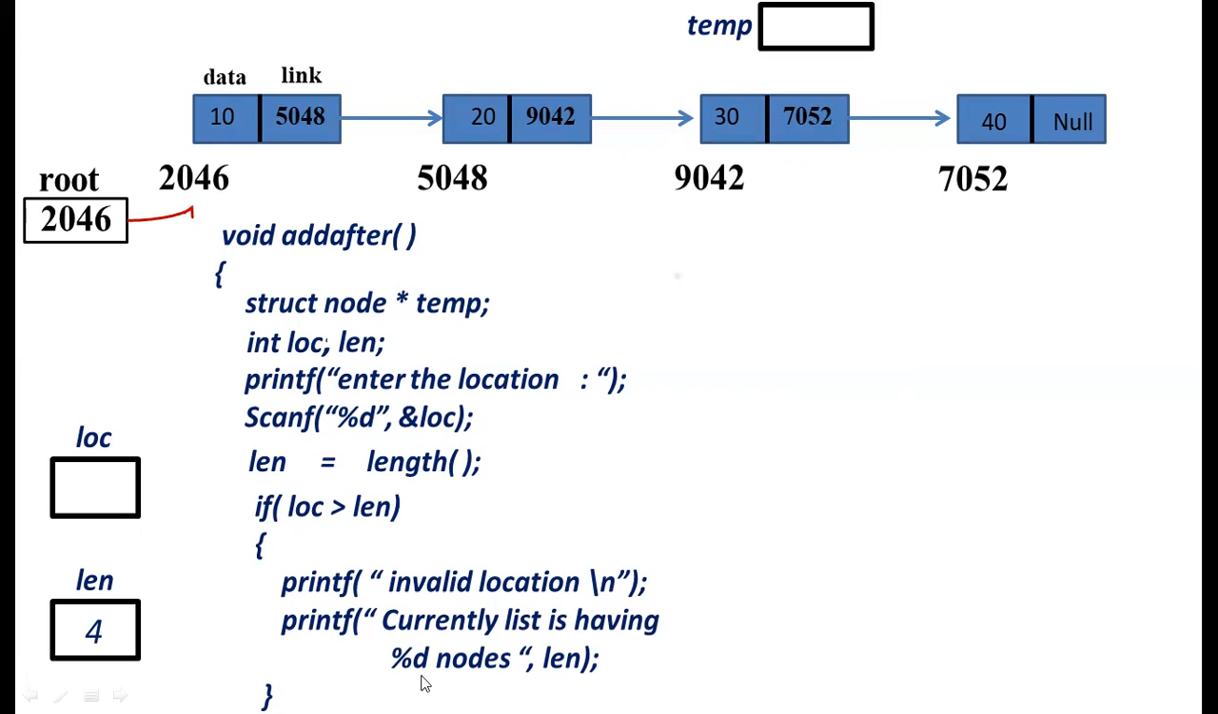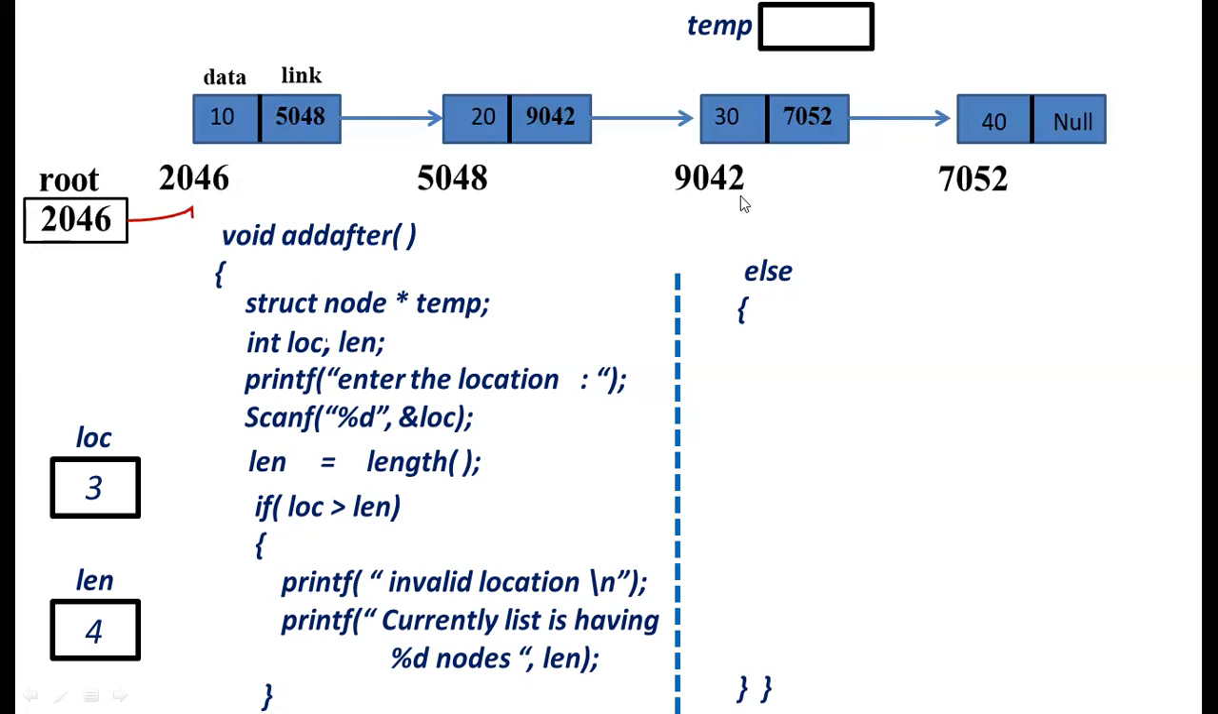So we need to write the logic in the if statement's else block. Here we have to write the logic. Now consider that, suppose we have entered the location value as 3. So now my location value is 3. So now we have to pass the control from here to here, the third location.